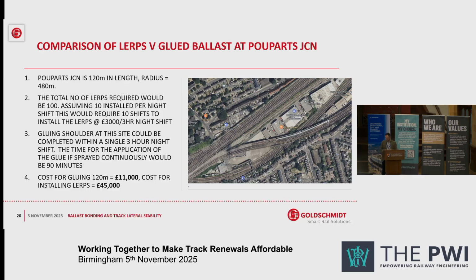And you can see there the saving is around 30, so we're talking about the cost for gluing is around 11,000, the cost for LERPs is around 45,000. So you've got a 34,000 pound saving there. And that's just on 100 meters of track that we do. And you can do it in one shift. So you're not talking about lots of people installing over countless amounts of shifts.